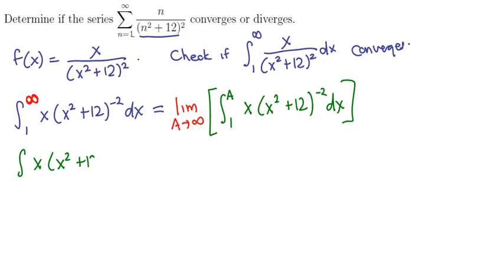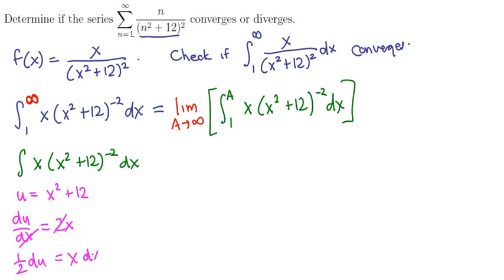x times (x squared plus 12) to the minus 2 dx is an excellent u substitution candidate. If we let u be the expression inside the parentheses, x squared plus 12, then du dx is equal to 2x. And so if we rearrange the terms, we would have du over 2 is equal to x dx, and that fits the integral. So making the substitution, we're going to have a 1/2 du for the differential, a u to the minus 2 is the function, and we're going to integrate that. So the 1/2 will come along for the ride.